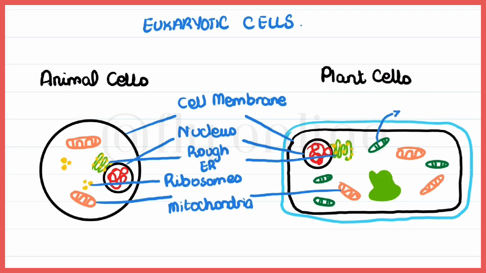There are a few additional components in plant cells that make them different from a regular animal cell. Plant cells contain chloroplasts. This is the place where photosynthesis takes place. We have a cell wall in a plant cell. These cell walls are made from cellulose fibres, and it strengthens the cell and supports the plant to maintain its shape.